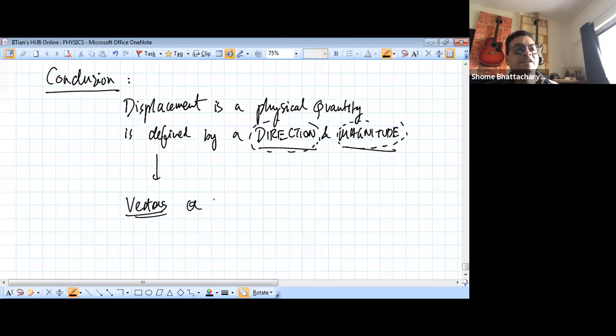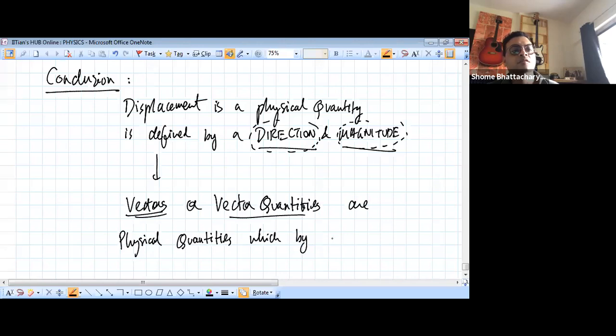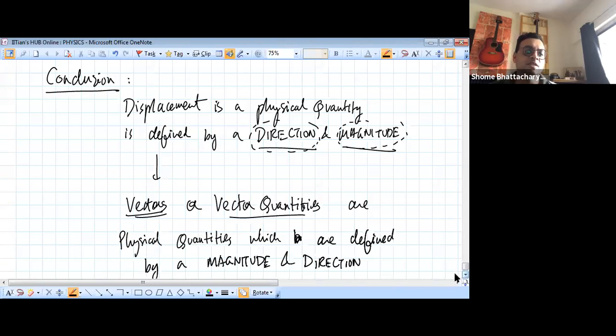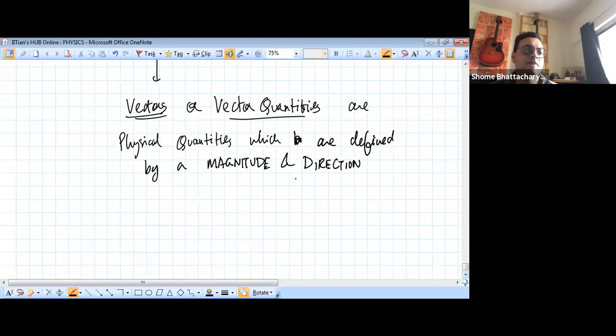Vectors or vector quantities are physical quantities which are defined by both magnitude and direction. If I give only magnitude, the definition is incomplete. If I give only direction without giving magnitude, the definition is incomplete. So this is the definition of what a vector is.